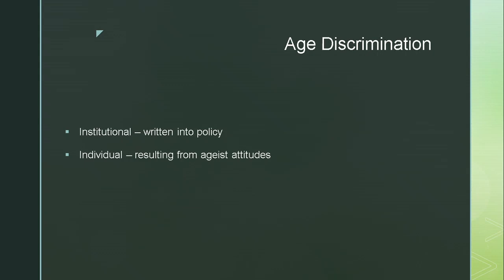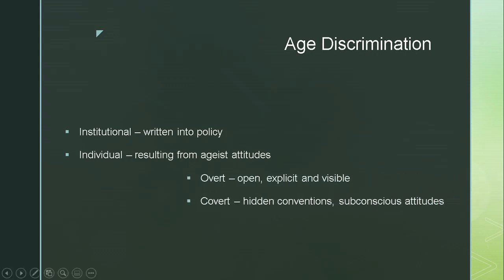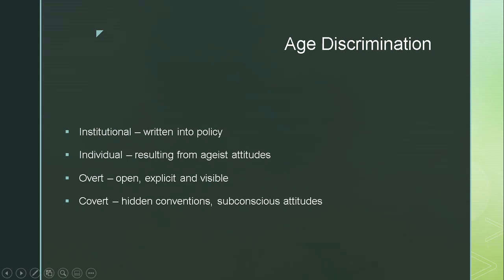But we've then got age discrimination from an individual perspective. So that's resulting from ageist attitudes and attitudes about elderly or younger people. So we've got 2 different types of age discrimination. Not only do we need to think about this in terms of the institution and individual, but we need to think about how overt or covert age discrimination might be. So overt is where it's open, explicit, visible. We can see that age discrimination is taking place straight away. We can see it on the surface. We can see it in people's actions.